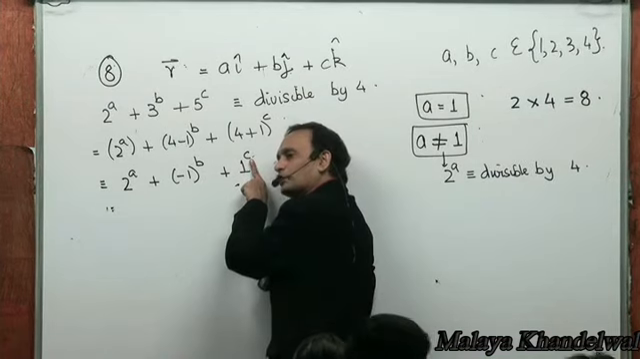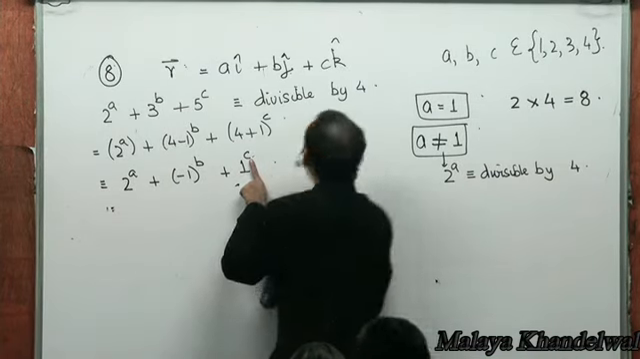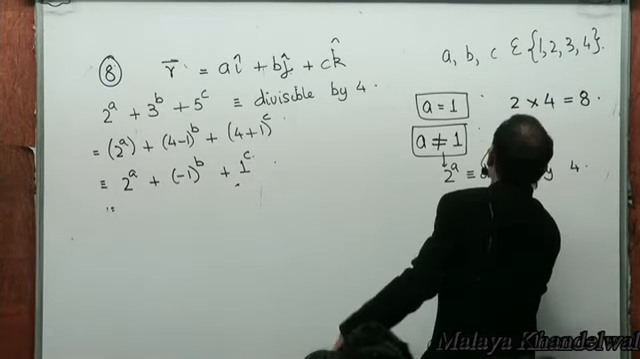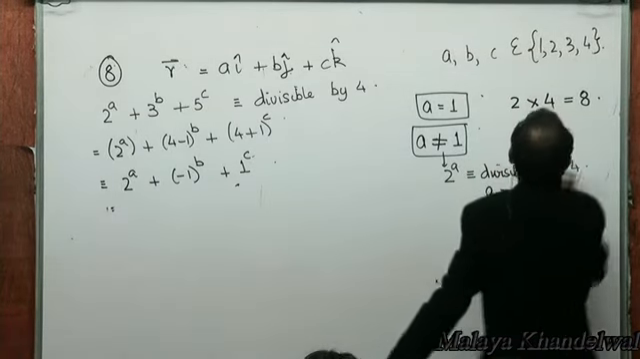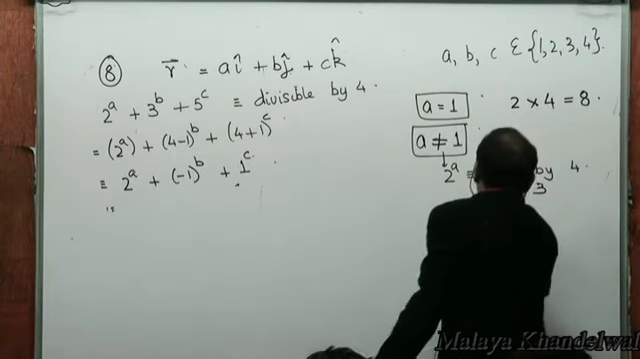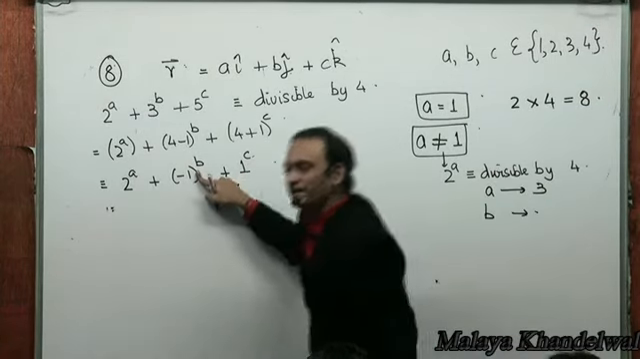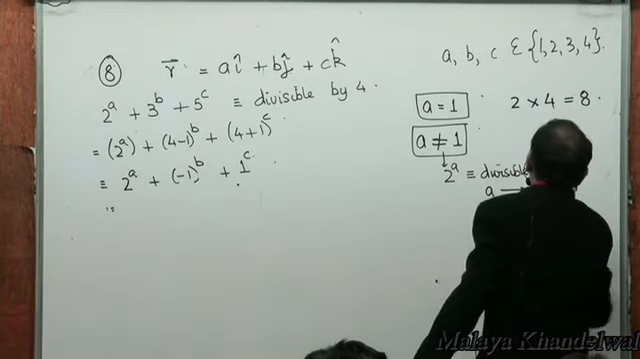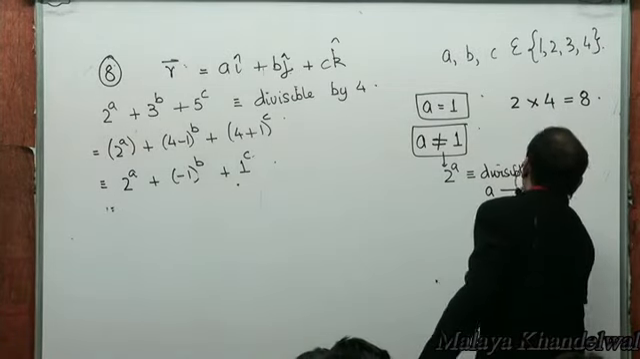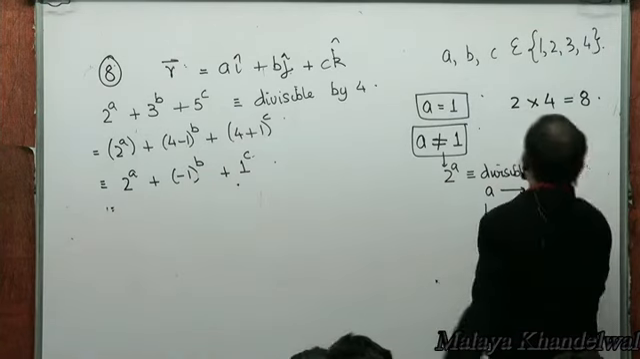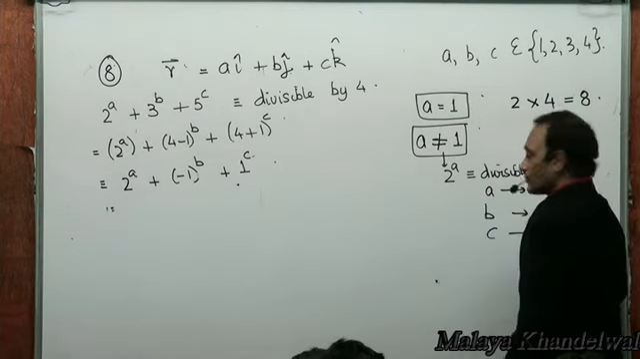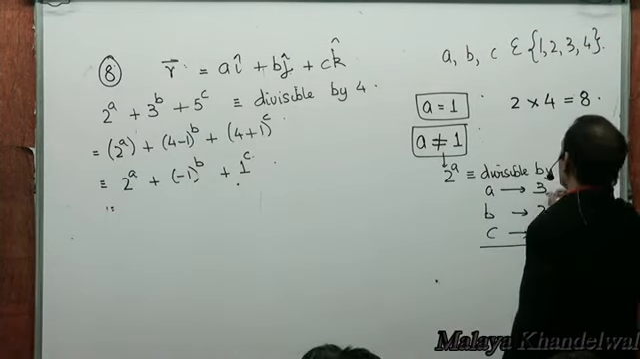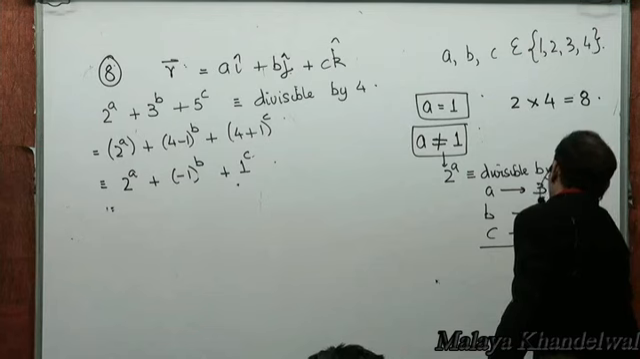So C can be any value from 1, 2, 3, 4. A, if not 1, can assume 3 values: 2, 3, 4. B should not be even, so B can assume values like 1 and 3, so 2 ways of selecting B. And C can be any one of 1, 2, 3, 4, so 4 ways of selecting this. So the number of ways of selecting A and B and C would be 3 into 2 into 4. That makes it 24.